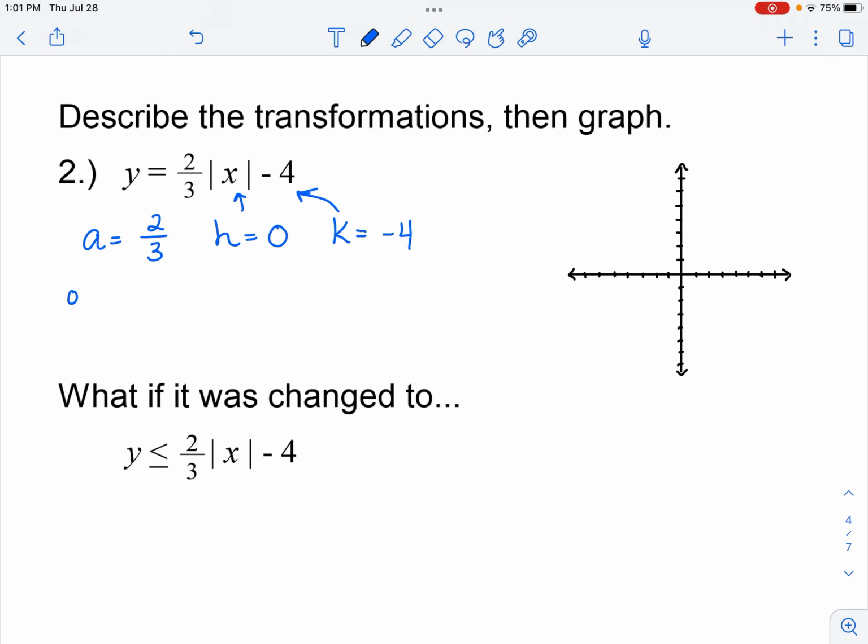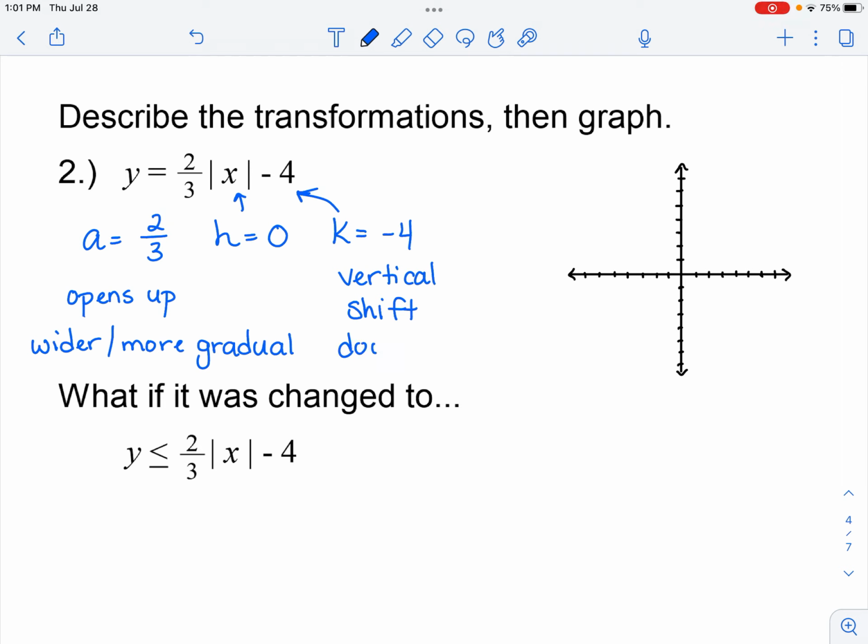All right, so since a is positive, it's going to open up. Since a is between 0 and 1, it's going to be a wider or a more gradual graph. Okay, so the rise is a little bit less. There's no horizontal shift. I don't even need to write that since it's not a change from the parent function, but there is a vertical shift. In this case, since k is negative, it's going to go down 4. So my horizontal shift is 0, vertical shift is down 4.